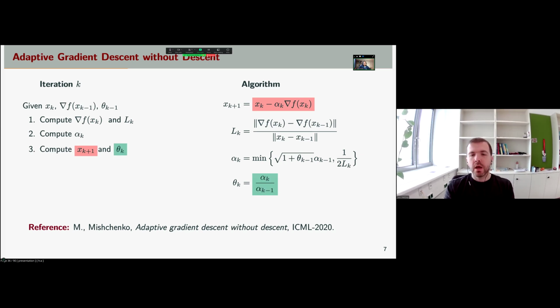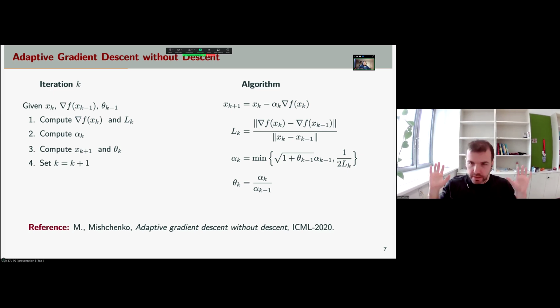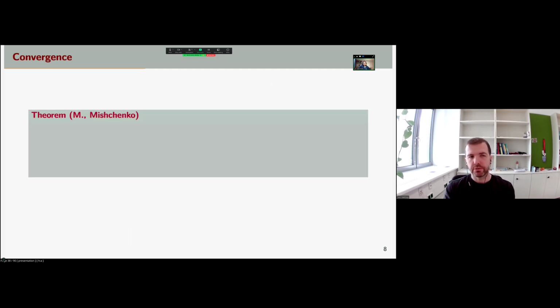So overall, computationally it is basically the same as classical gradient descent with a fixed step size, right? Because we still need to compute only one gradient, there is no line search procedure, and so on. All this extra stuff is super trivial. Okay, so what kind of result do we have for this algorithm?